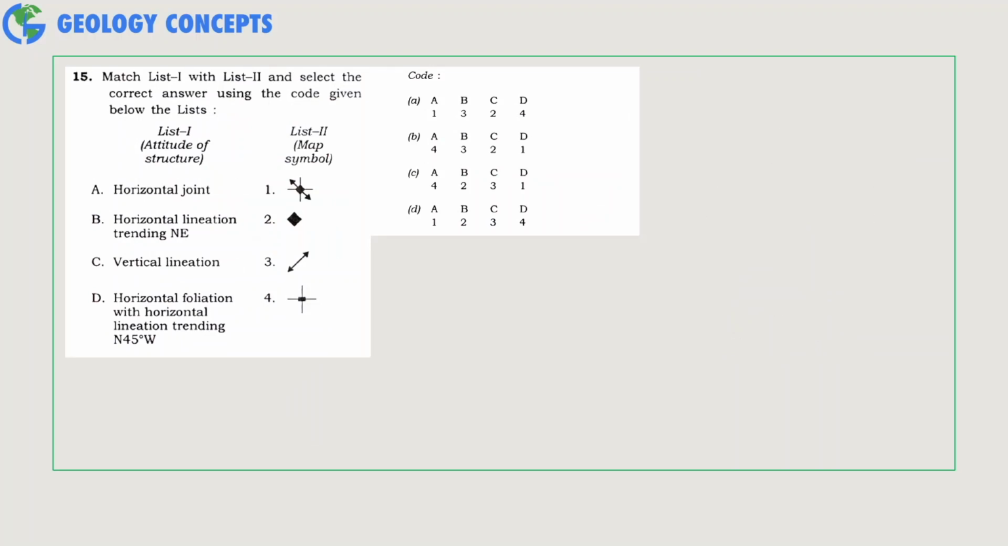So here the question is asking to match list 1 with list 2 and select the correct answer using the codes given below. List 1 is asking to match the attitude of the structure with their respective map symbols in list 2. Just a basic thing to note is that horizontal structures are represented as lines and the vertical structures will be represented as points on the map. Based on that, let's find out the suitable options.